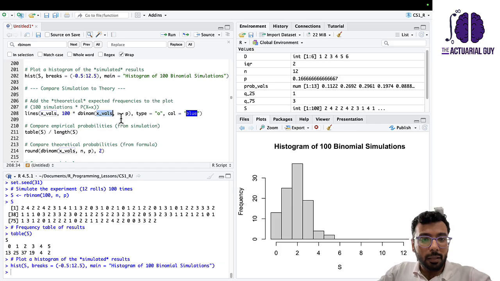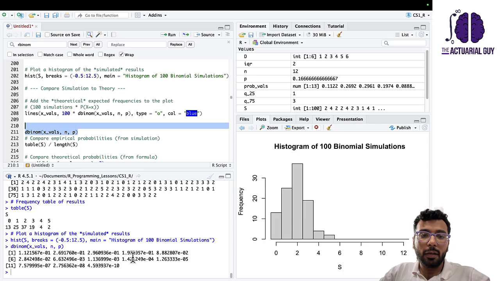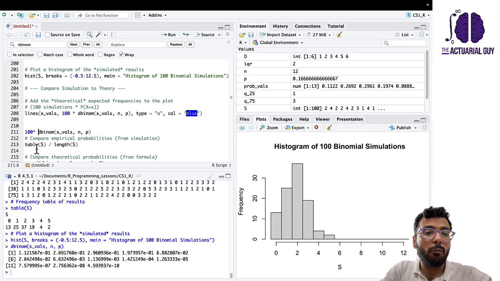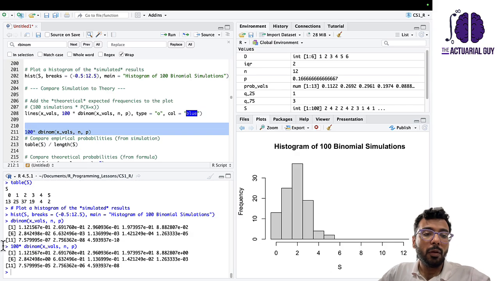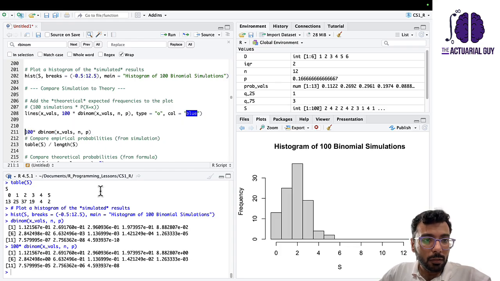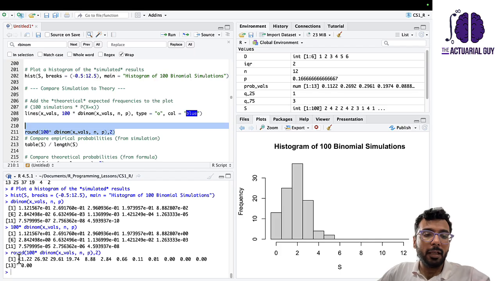Let me just show you what this dbinom was quickly so that you don't get confused about what is happening here. These were all the probabilities, and once I multiplied by 100, it shows me the expected or theoretical number of simulations. Let me round this off so that it's very clear. So you were expecting 11.22 trials with 0 successes, 26.92 trials with 1 success, 29.61 trials with 2 successes, so on and so forth. This is what you were expecting.